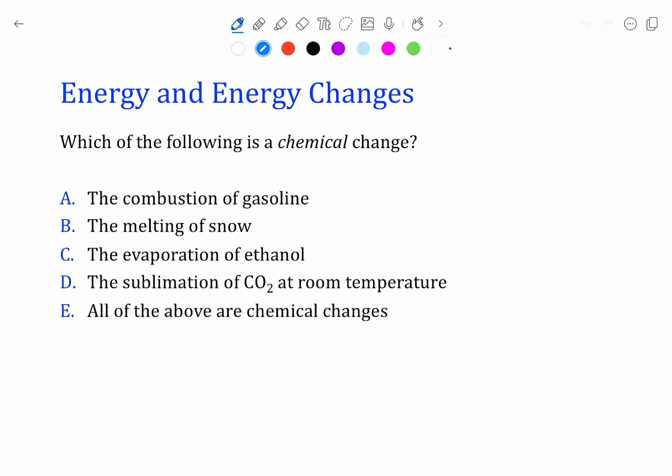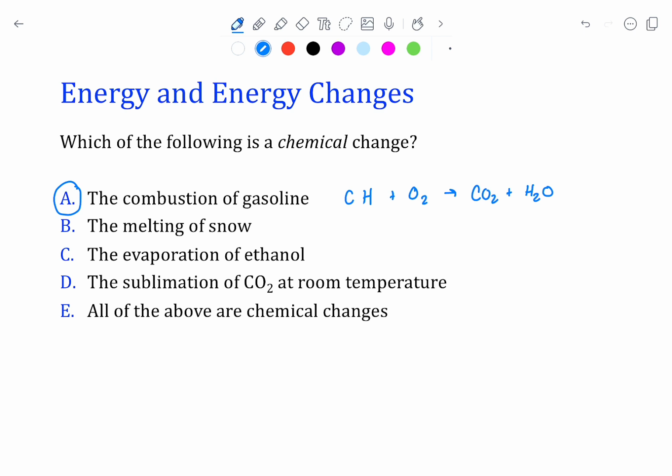Our options are the combustion of gasoline, the melting of snow, the evaporation of ethanol, and the sublimation of CO2 at room temperature. The answer for this one is A, the combustion of gasoline, where we take gasoline, which is a carbon and hydrogen containing compound, we react it with oxygen, and we create CO2 and water in order to use in our car engines.